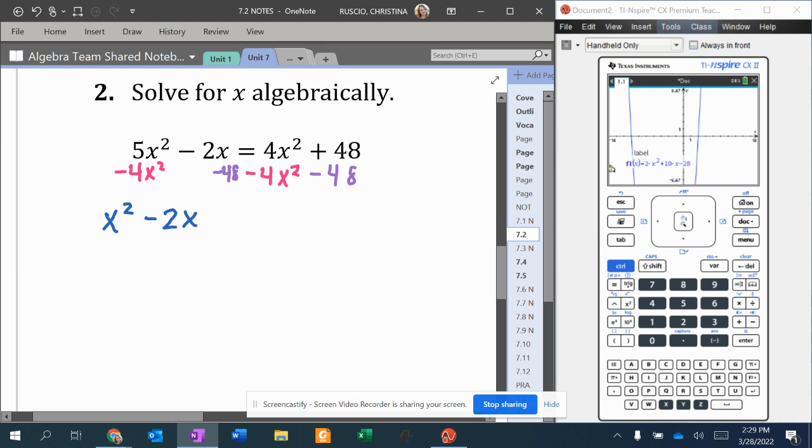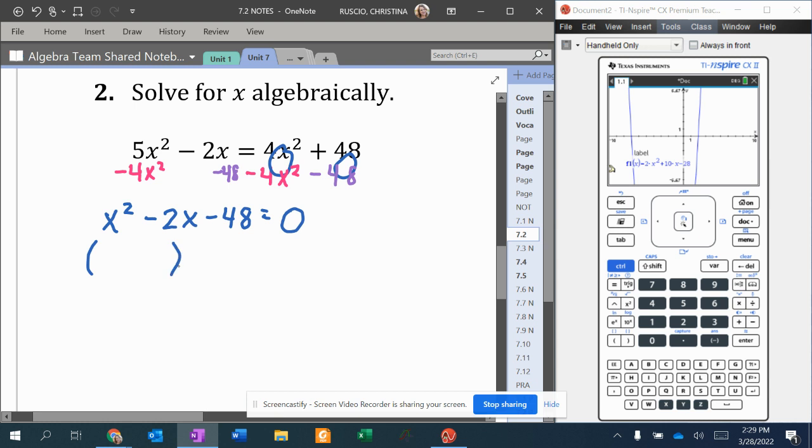Minus 2x, he had nobody to combine with, so we're just bringing him down for the ride. Minus 48 equals, well, that became 0, that became 0. That equals 0, and we now can factor.